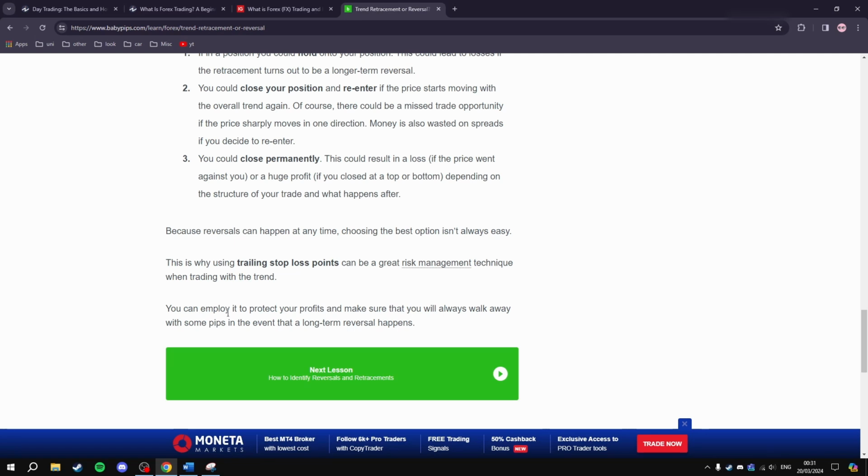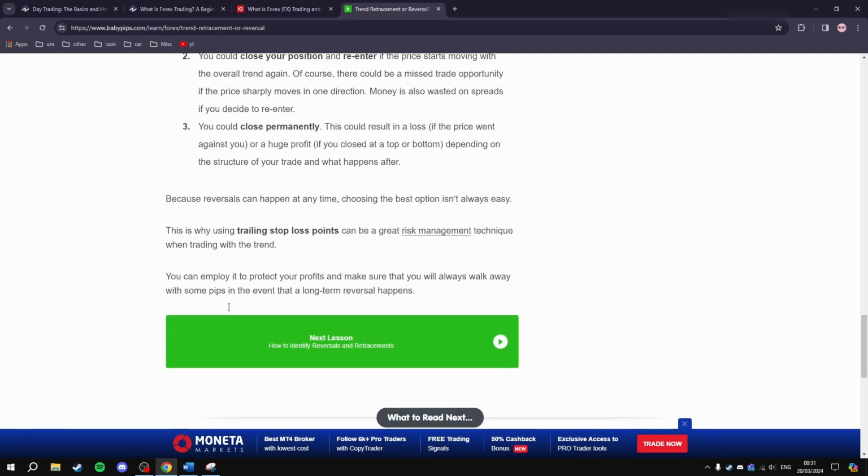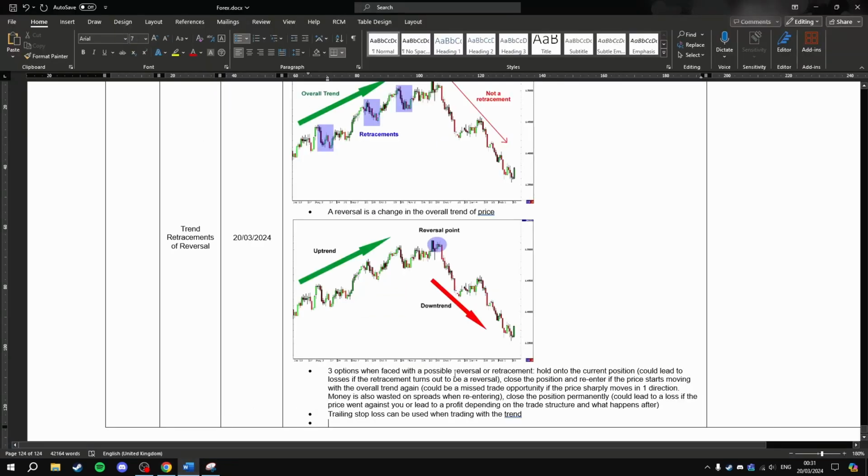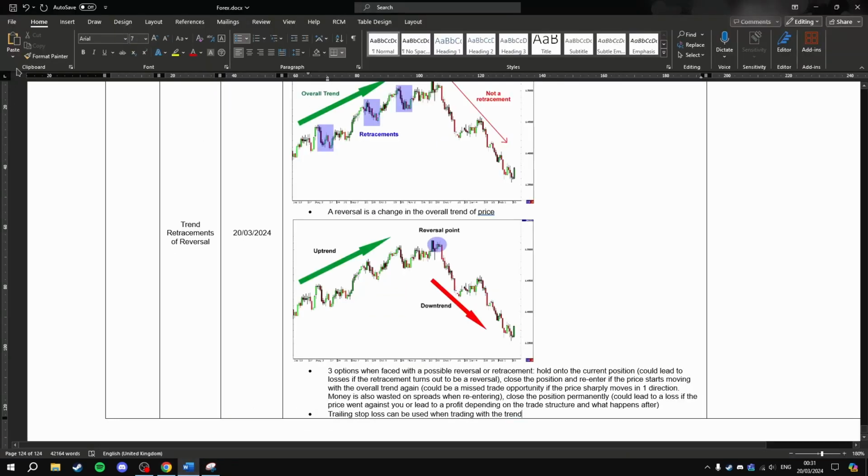You can employ it to protect your profits and make sure that you always walk away with some pips in the event a long-term reversal happens. Oh, there we go. That's a better explanation.